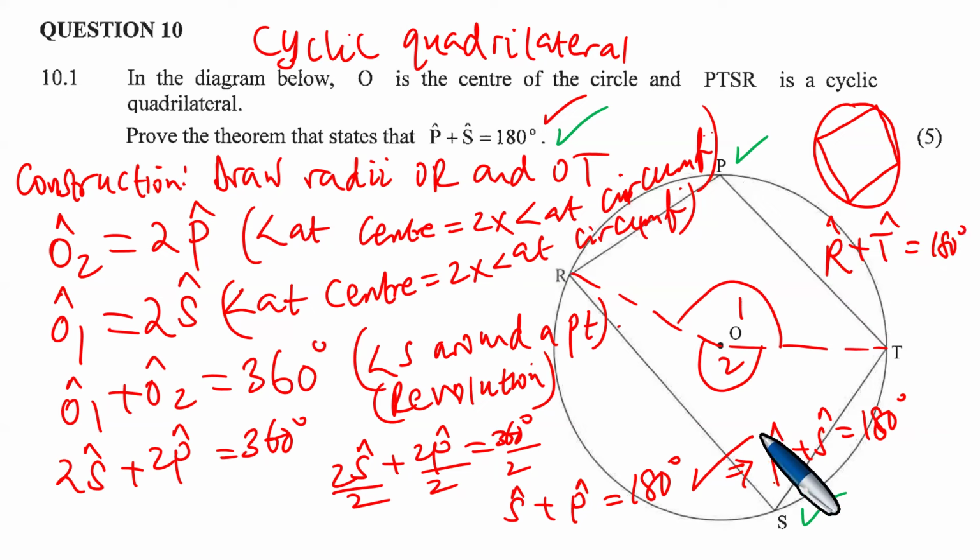So if you join P and S, it gives you the other angles. Because the examiner wants P and S, you must join the other points. If you join P and S, then you're going to get R and T in the end.